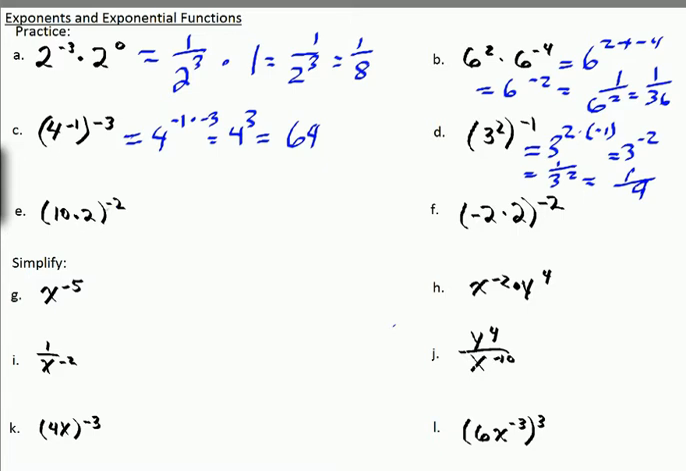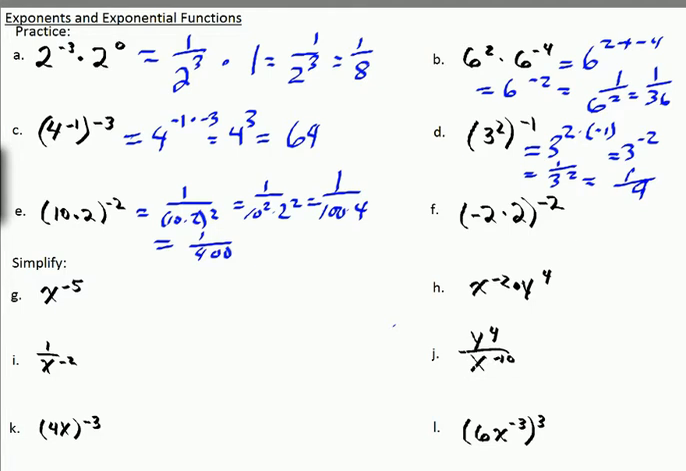I have 10 times 2, all raised to the negative 2. I can distribute the negative 2 to the 10 and to the 2. I can start out by putting the whole negative exponent over 1. So I have 1 over 10 times 2 to the positive exponent 2, which now I can distribute: 1 over 10 squared times 2 squared, which equals 1 over 100 times 4, which is 1 over 400.